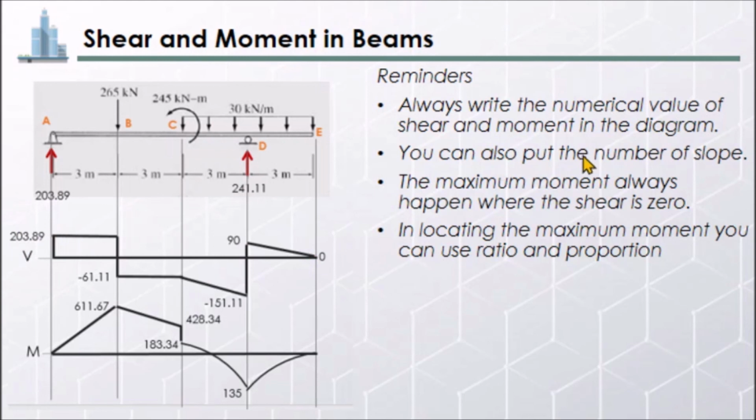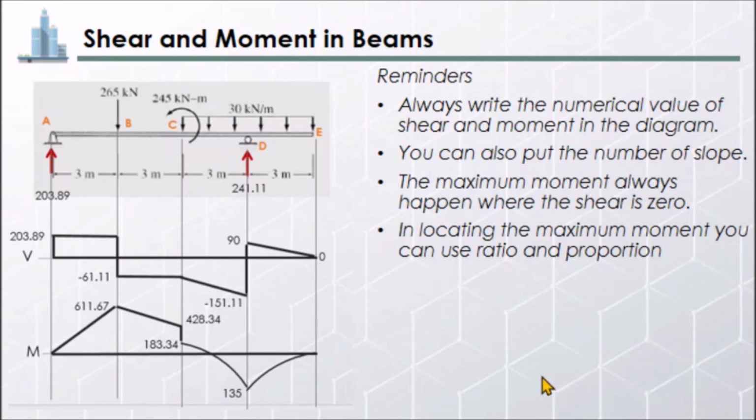Next, you can also put the value of the slope. For example, this one is curved. What is its slope? Next, the maximum moment always happens where the shear is 0. Here, class, our shear is 0 twice, at point B and at point D. So, where is it highest? Here at point B.